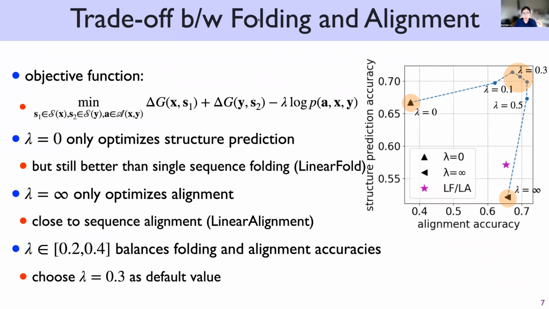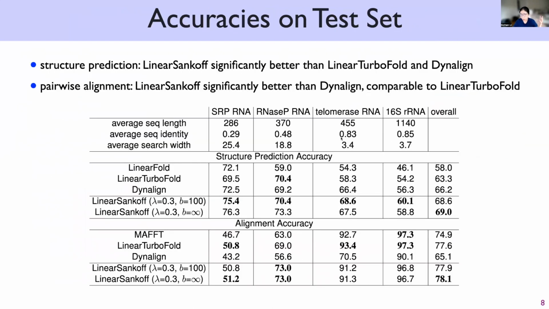Although there is a trade-off between folding and alignment, there is a sweet spot between folding accuracy and alignment accuracy. With this sweet spot, we can get the highest folding structure accuracy as well as alignment accuracy. We did the research and found the sweet spot is lambda 0.3. This is the final folding accuracy and alignment accuracy. In short, for structure prediction, LinearSankoff is significantly better than previous methods. For pairwise alignment, LinearSankoff is comparable to previous algorithms.